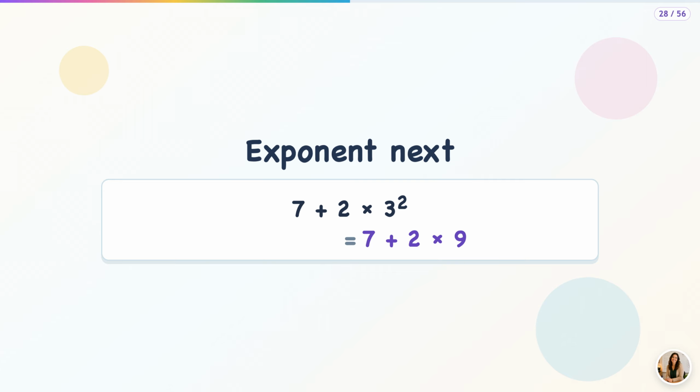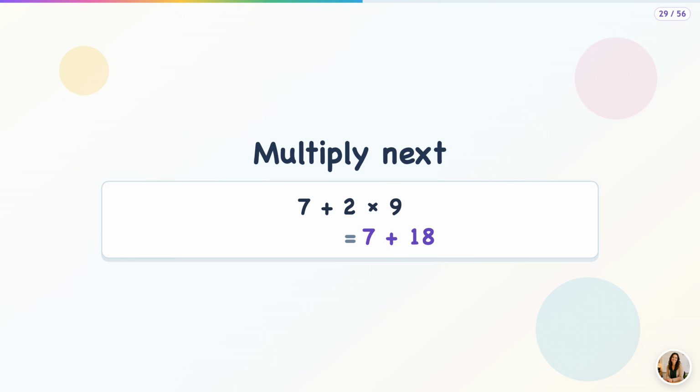Our expression is now 7 plus 2 times 9. The problem is already becoming simpler because we are following the levels instead of trying to jump to the answer. Step 3 uses the multiplication and division team. There is no division here, so multiply 2 times 9. That equals 18. Replace just that product. Now the expression is 7 plus 18.